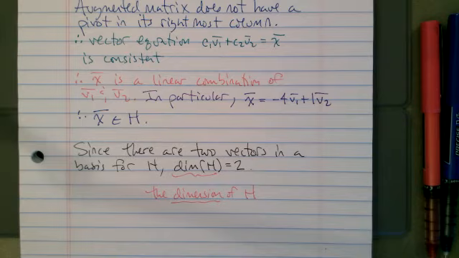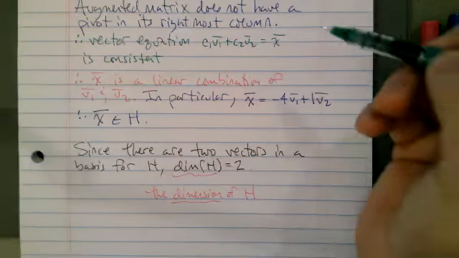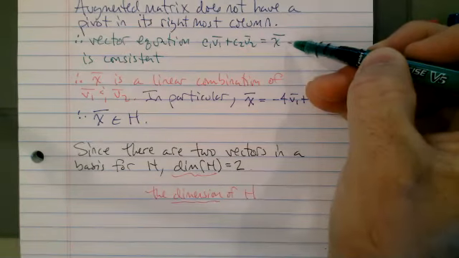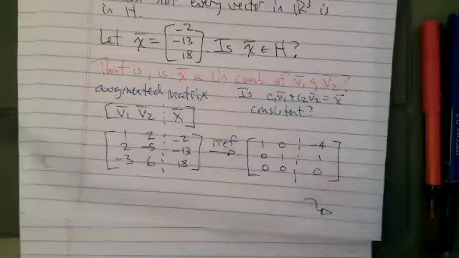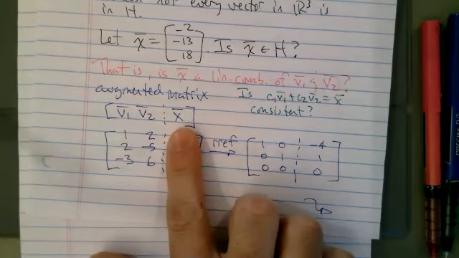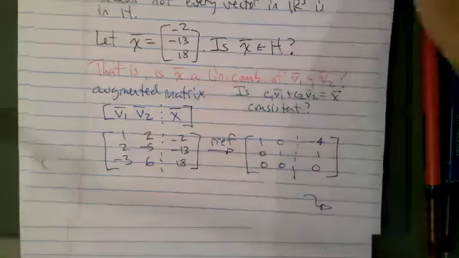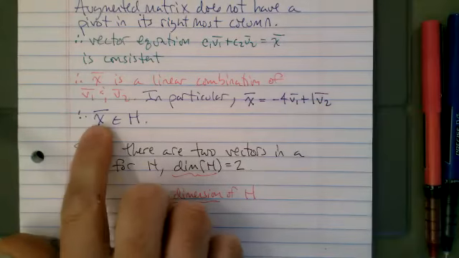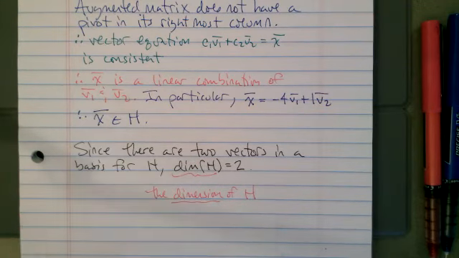We don't just say consistent or inconsistent unless we're talking about a particular equation. I can say that this particular equation is consistent, but this matrix does not have a pivot in every row. So V1, V2 times X equals B is not consistent for all B in R3. But it is consistent for this choice of B. Does that make sense?